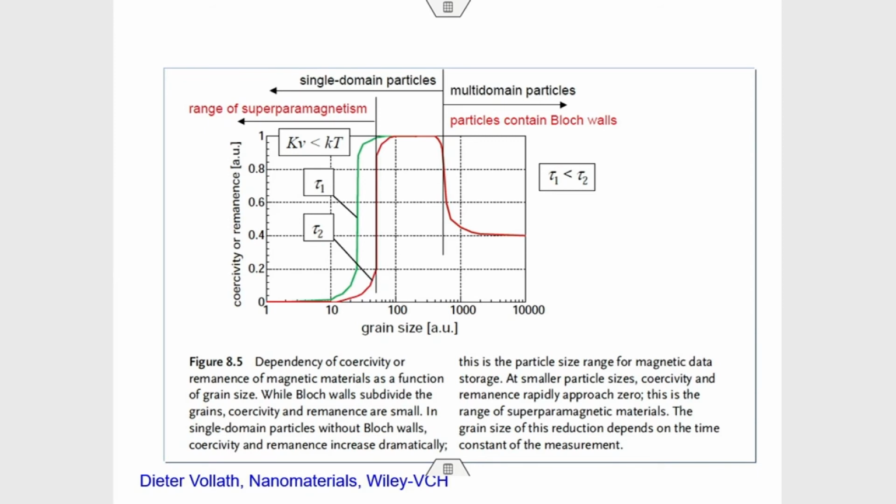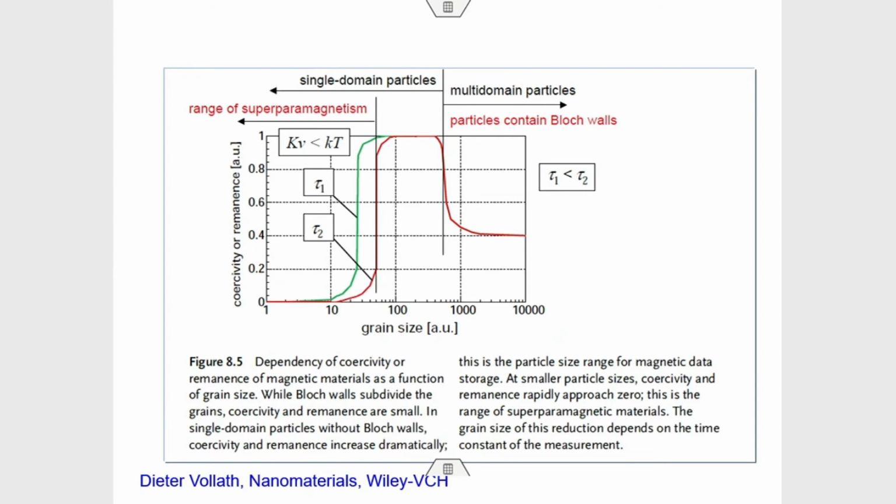So, for bulk material where grain size is more than 100 nanometers, let us start from 10,000, you can see the particle size has no effect on the coercivity. That is obvious because you have multi-domain particles and particles contain Bloch walls. So, if you apply a magnetic field, slowly the magnetic spins are aligned to the field, and then you can reach saturation, and the field required to demagnetize the material, or its coercivity, also remains constant.